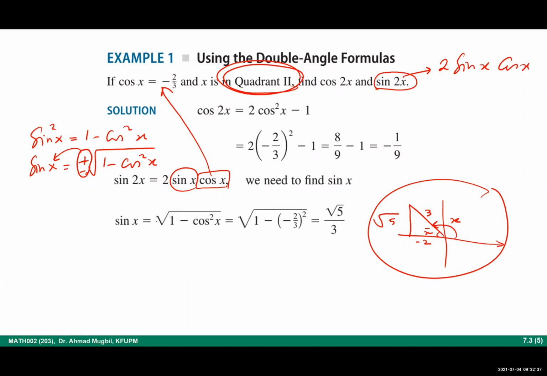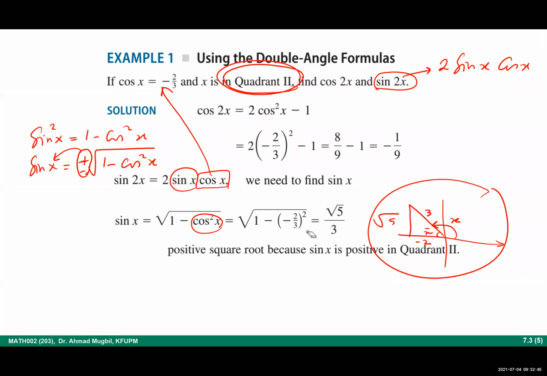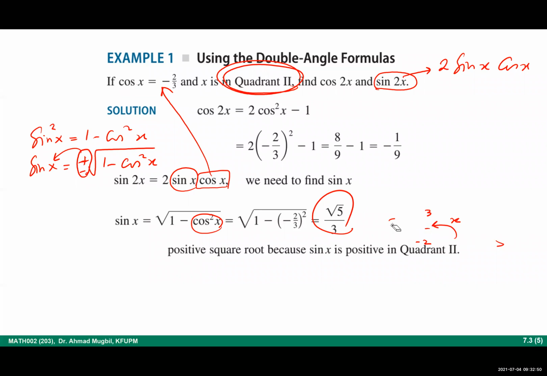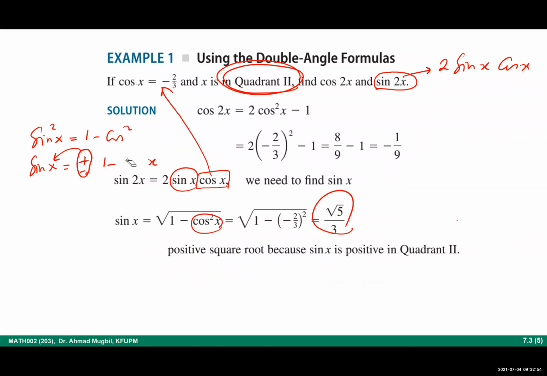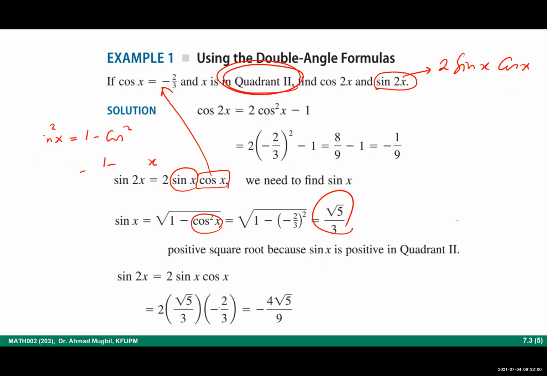So this means that sine x is the positive square root of 1 minus cosine squared x. We have cosine, square it, simplify. Why did we choose the positive? Because of course sine x is positive in the second quadrant. And you have the same answer, by the way, if you use the triangle, but you have to be careful about the positive and negative signs. Great. Now you have sine x, you have cosine x, just multiply them by 2. That's it. This is sine 2x.